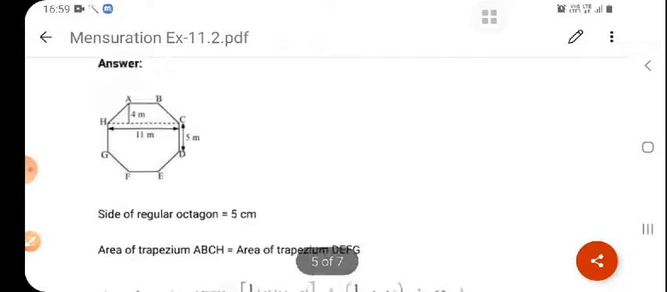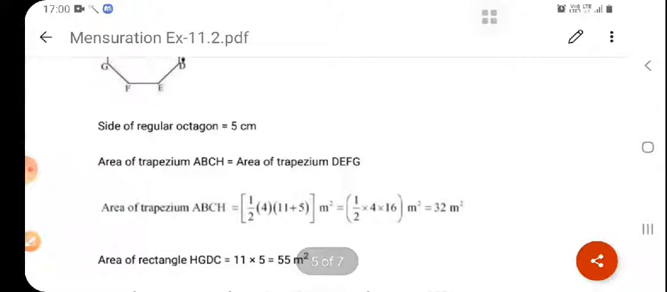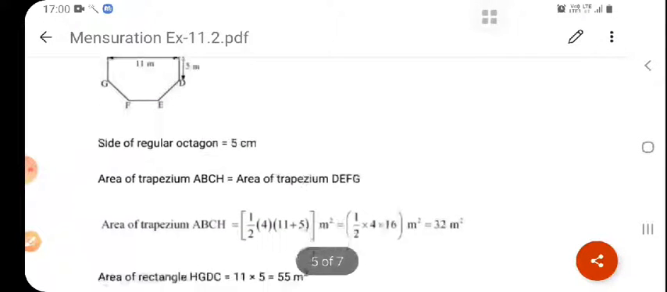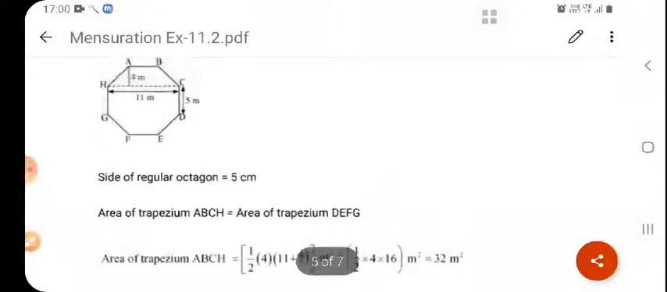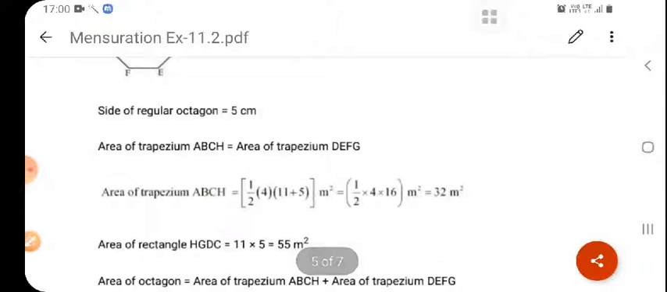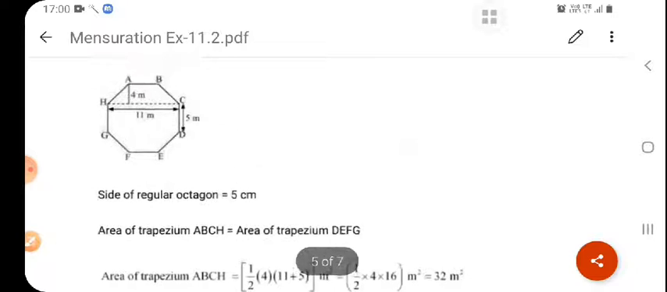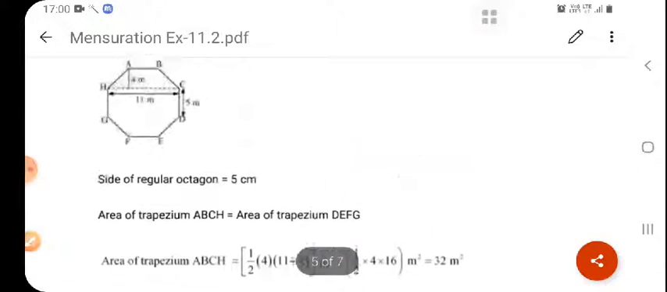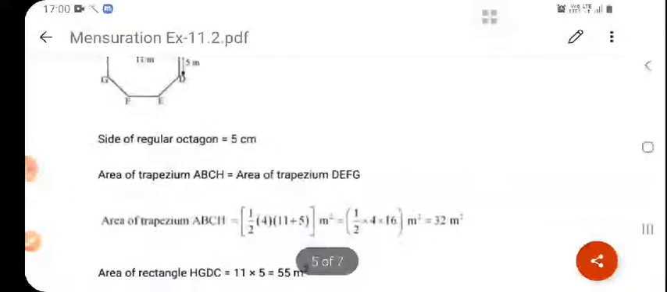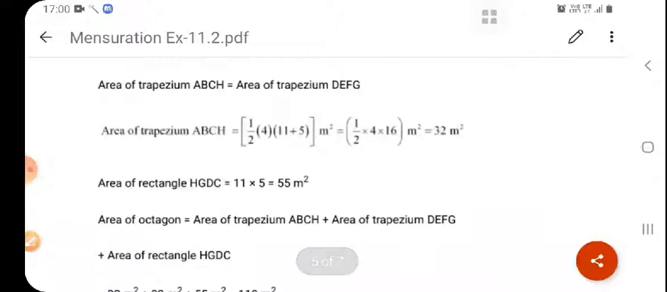Area of trapezium ABCH is half into 4 into the sum of parallel sides, that is 11 plus 5, that is 16. So it is equal to 32 meter square. And the area of rectangle SGDC: this is a rectangle, so it is 55 meter square, length into width.